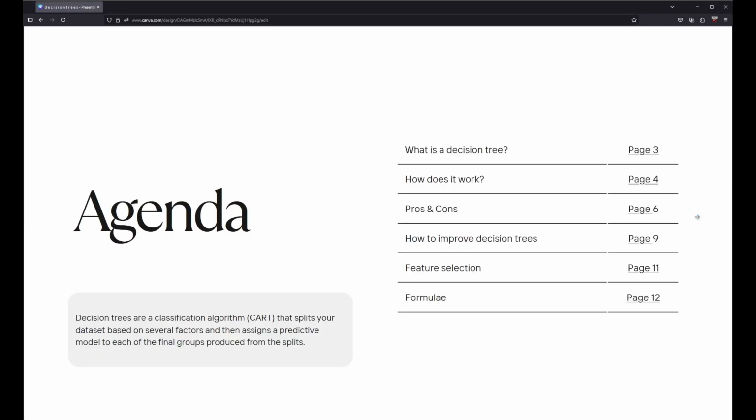So, what's on the agenda for today? Well, what is a decision tree first of all is what's going to be covered. We're going to cover how decision trees work, the pros and cons, how to improve decision trees, and also we'll be covering feature selection as well. And there'll be a short brief on how you can do some math on decision trees, but we won't be going too much into that detail.